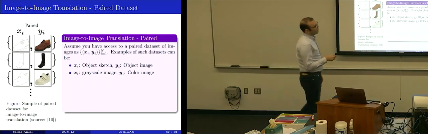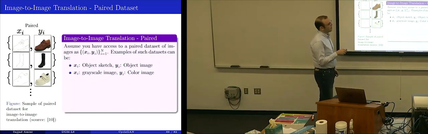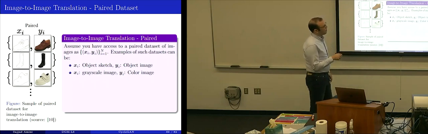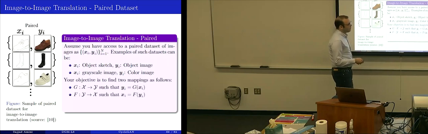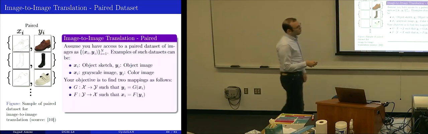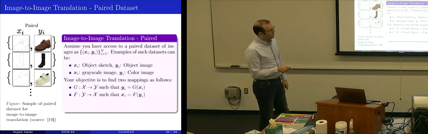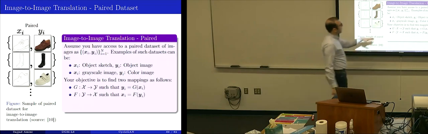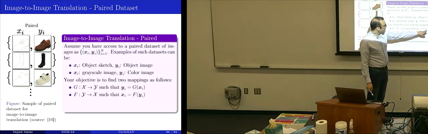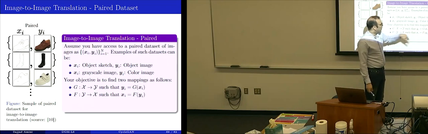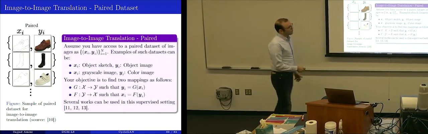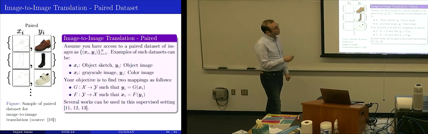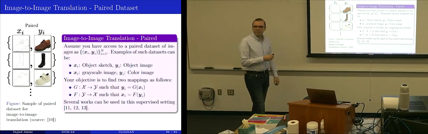So you have an image-to-image translation with a paired data set. As you have access to this paired data set, xi are sketches and yi are object images, or xi are grayscale images and yi are color images. The objective is to find two mappings. The first mapping is g from x to y, such that if you input xi to g, you get yi. And f is the reverse mapping. This work can be done using different supervised settings, because you have the paired data set.